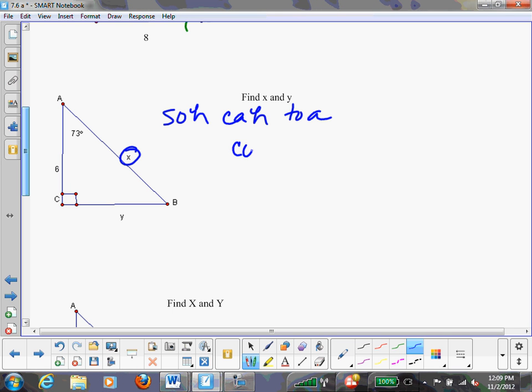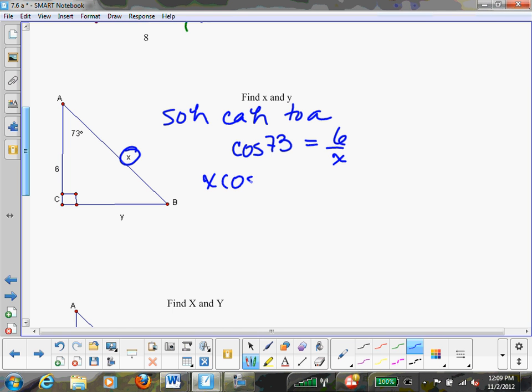Okay, so the cosine, tell me what to write. Good. All right, who can show me mathematically how I am going to rearrange this so that I solve for x? What's my next step going to say? Kaylee. Right, if it's down here in the denominator, multiply both sides by x, which gives me x cosine of 73 equals 6. Who can tell me how I finish this problem up?